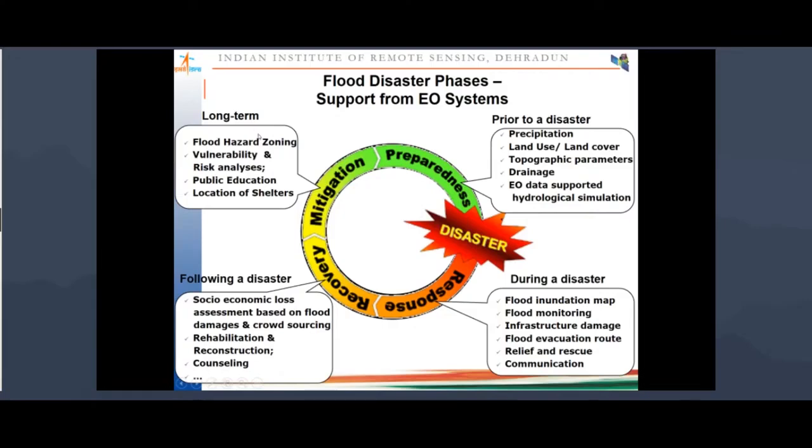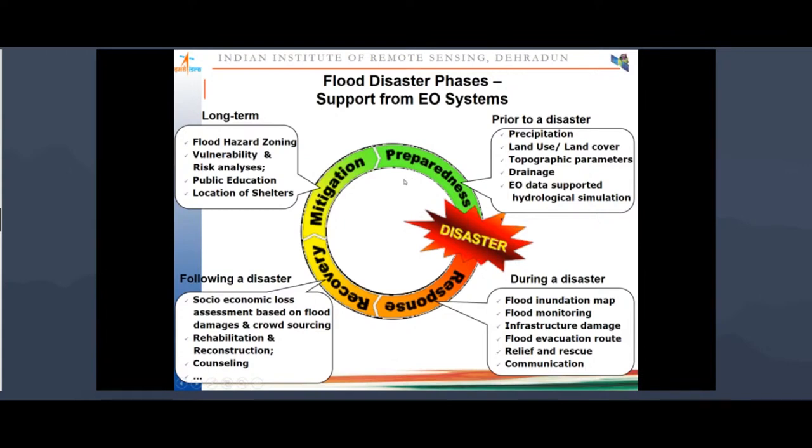Long term, these are the things which you go for mitigation. So flood hazard zonation and vulnerability, risk analysis, public education, location of the centers. So this is required for that. And for all these, whatever points I put, remote sensing provides the direct information. Okay, now let us see one by one separately.